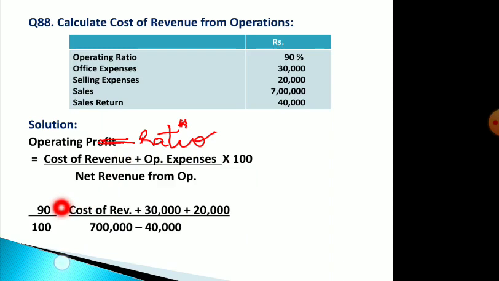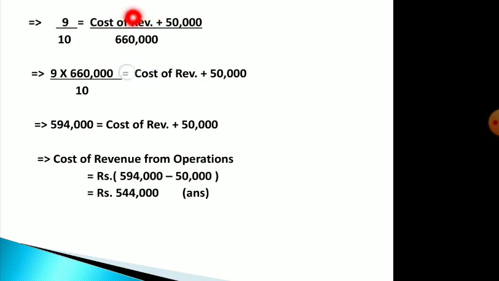So operating ratio is 90%, so I've written 90 by 100, and on this side we have written cost of revenue as unknown. So we have written the full thing, that is cost of revenue plus operating expenses. We have office expenses of 30,000 and selling expenses of 20,000, divided by sales minus sales return, that is 7 lakh minus 40,000. So here we have 9 by 10 is equal to cost of revenue plus 50,000 divided by 6,60,000. So cross multiplying, 9 into 6,60,000 divided by 10. On the right hand side we have cost of revenue from operations plus 50,000. On the left hand side the amount stands at 5,94,000, and we bring this 50,000 across and subtract. So therefore my cost of revenue from operation is 5,44,000.